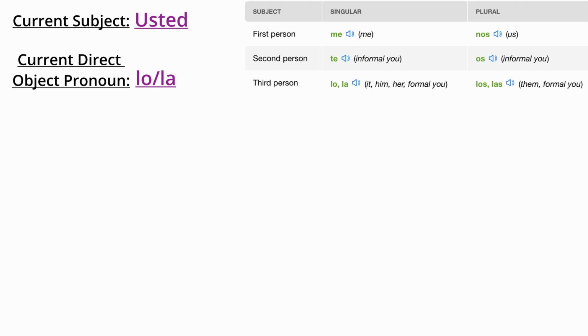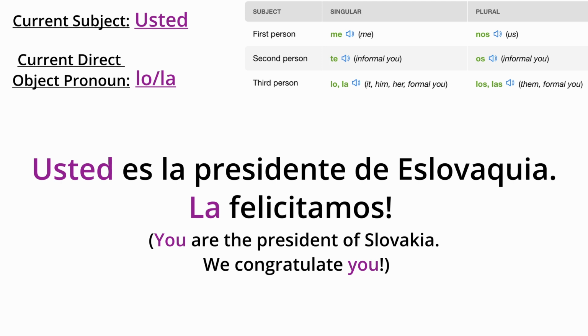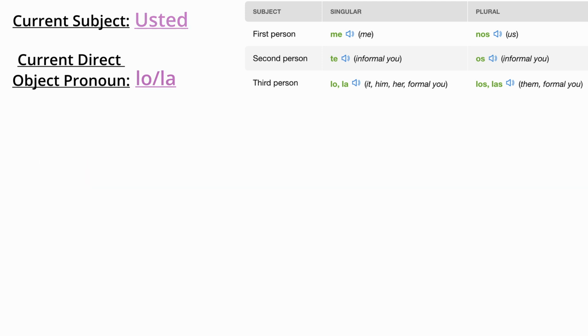Same goes for ladies. Let's say you're talking directly to the president of Slovakia, whose name is Zuzana Čaputová. So you could say Usted es la presidenta de Slovakia. La felicitamos, which means you are the president of Slovakia. We congratulate you.